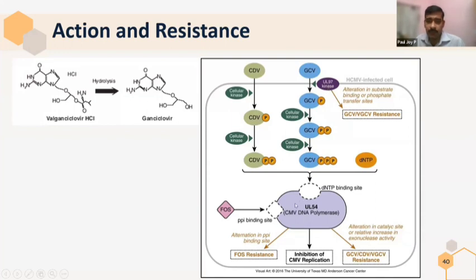Foscarnet acts by a separate mechanism where it binds to the pyrophosphate binding site of the DNA polymerase, and it inhibits this polymerase. Now, coming to resistance, ganciclovir is phosphorylated by UL97 kinase. So when this gene is modified, it leads to ganciclovir or valganciclovir resistance. And in the presence of altered DNA polymerase, it leads to resistance to ganciclovir or valganciclovir and cidofovir. And for foscarnet, the resistance mechanism is different, and separate tests should be done for foscarnet resistance.